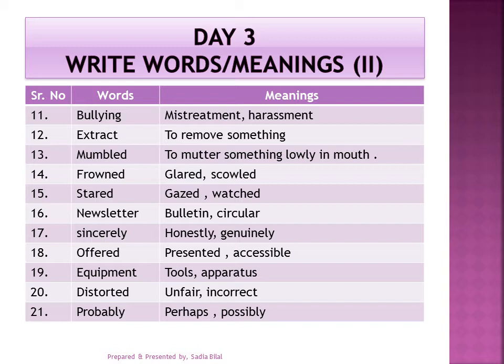That I offered her a cup of tea. It means that I presented her that something was accessible. Accessible means to get something. Something which is available, which you can take at any time. 19th is equipment. Equipment means tools or apparatus. 20th, distorted. Distorted means something which is not correct or right or something which is not fair. Probably. Probably means perhaps or possibly.